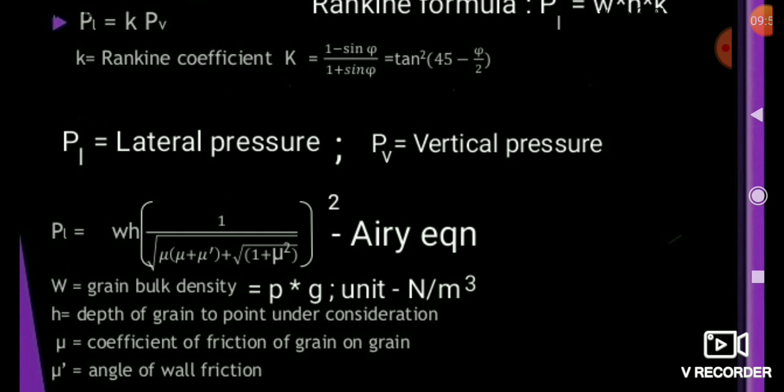Means mu is the coefficient of friction. Suppose it is given in the question that the angle of internal friction is given, that is phi value is given. Suppose something like 30 is given. Phi value is given 30. And then you can calculate the K value, that is (1 minus sin phi) divided by (1 plus sin phi). That value coming in, that is the coefficient of friction between grain to grain.